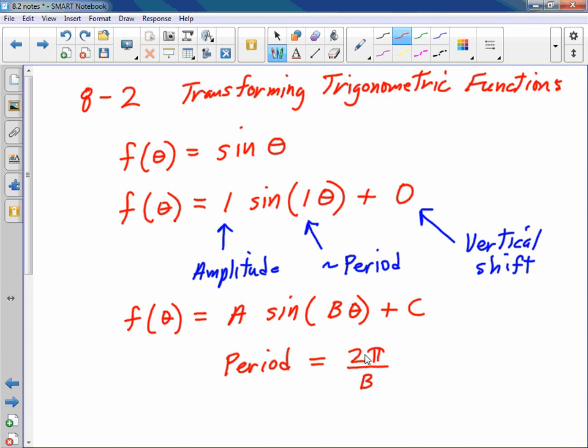And I should point out that this works for sine and cosine only, because the period of tangent, of course, is pi, not 2 pi. So if you're dealing with tangent, this would be pi over b.